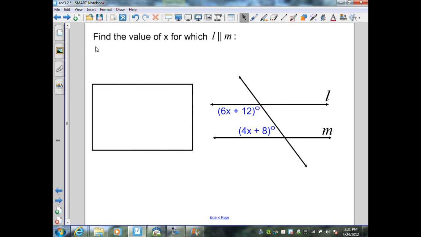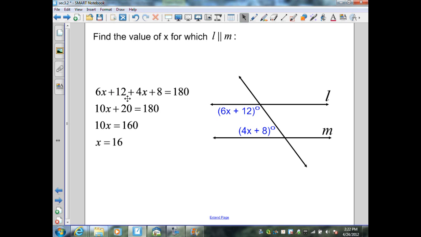In this example, they want me to find the value of x for which L and M are parallel. So what I want to do is assume that L and M are parallel. Then determine the transversal and the type of angles that are given to us. So here I have a transversal, and these two angles are same-side interior angles. If these two lines are to be parallel, same-side interiors must be supplementary. Therefore, 6x plus 12 plus 4x plus 8, I set equal to 180. When I solve, I simplify and get 10x plus 20. Subtract 20 from both sides, I get 10x equal to 160. Therefore, x is 16. 16 is the value of x for which these two lines, L and M, are parallel.